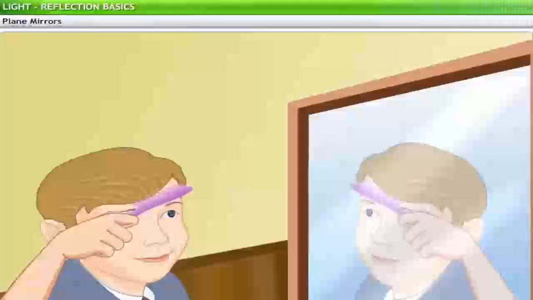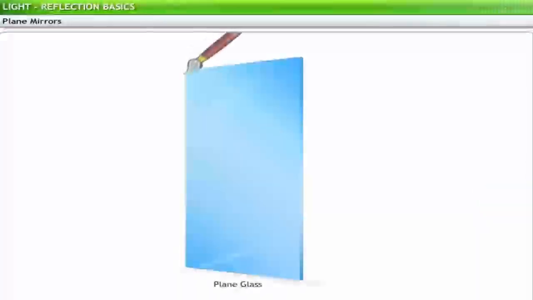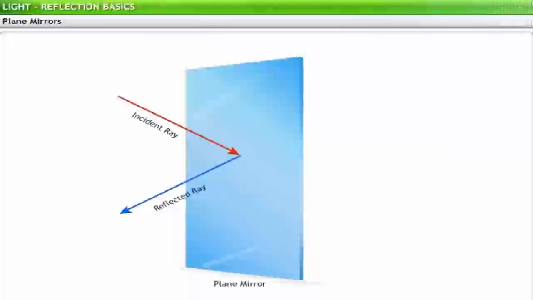Plane mirrors have flat, smooth surfaces. Plane mirrors are most commonly used for personal grooming, decoration, and architecture. These mirrors are constructed by coating silver on one side so that the other side can reflect smoothly.